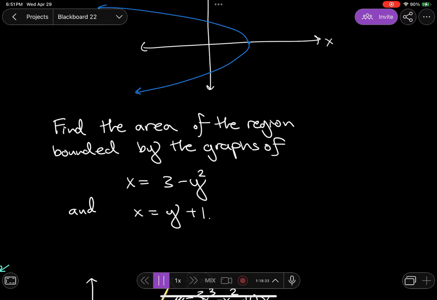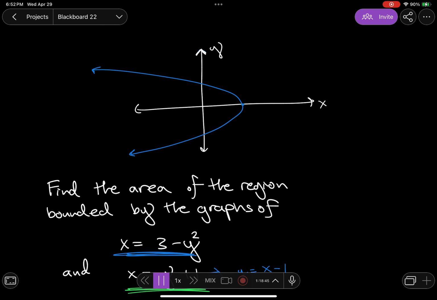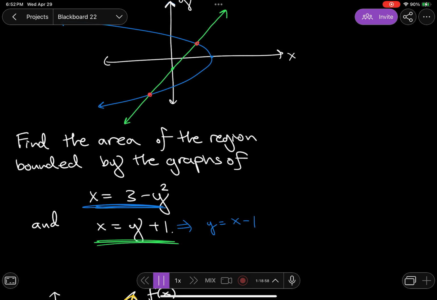And what I would do is immediately say that y is the same thing as x minus 1. So this function right here would be a line shifted downwards 1 unit, whose slope is 1. And we have 2 intersection points. We better find what those 2 points are. That's easy peasy. Simply set these two equal to each other.